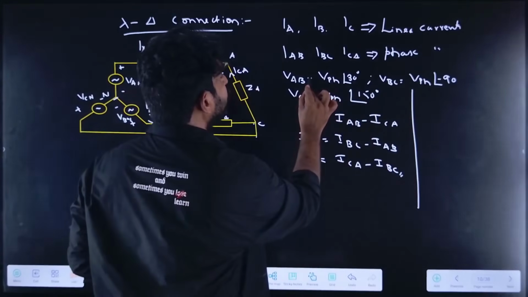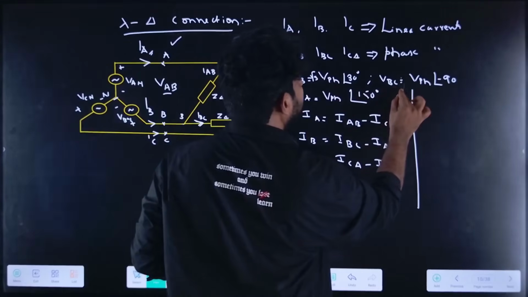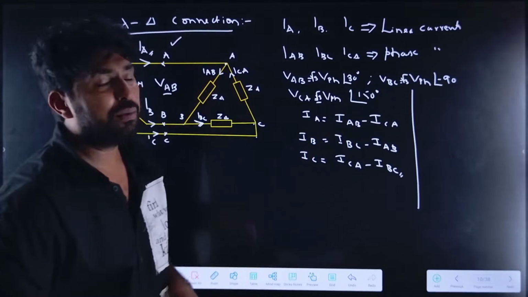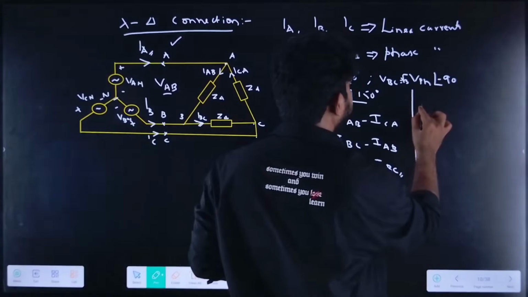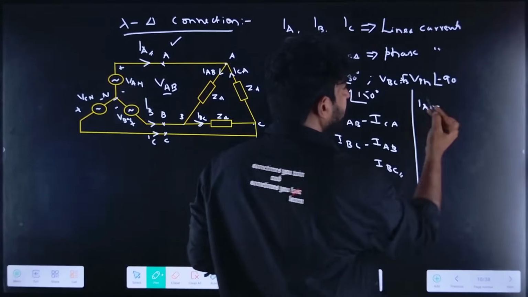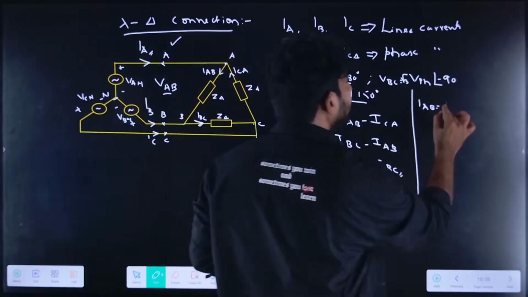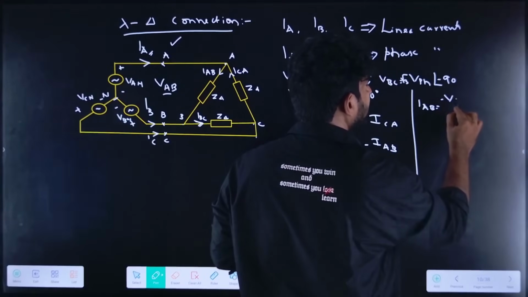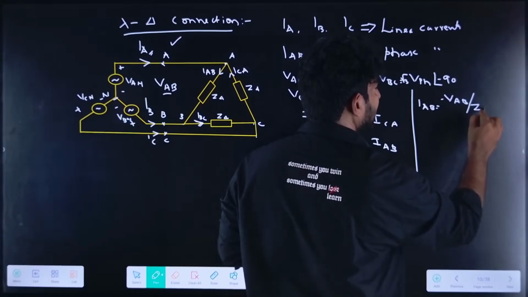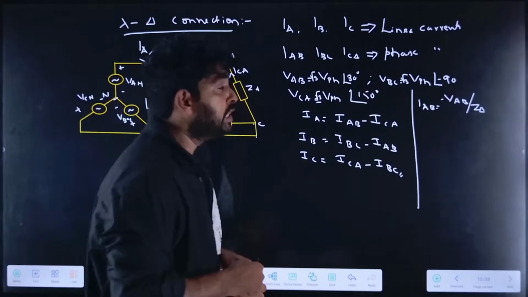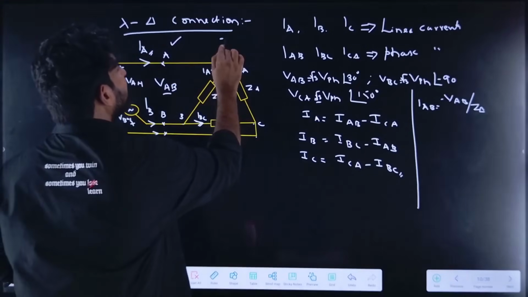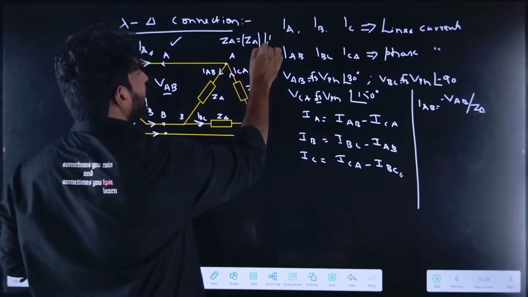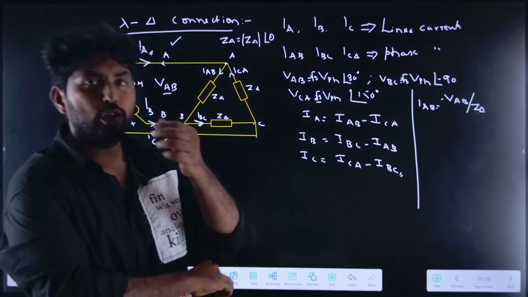If I want to find the IAB, I can find it as root 3 into V phase, that is VAB, divided by Z delta. So assume that Z delta is an inductive load, which is equal to the magnitude of Z delta at an angle theta.